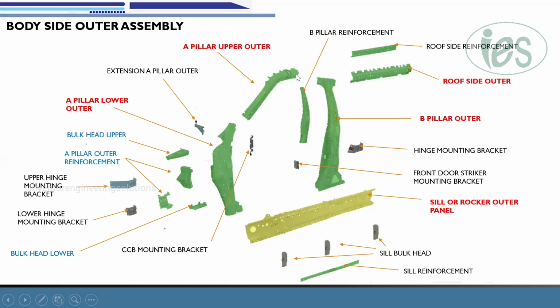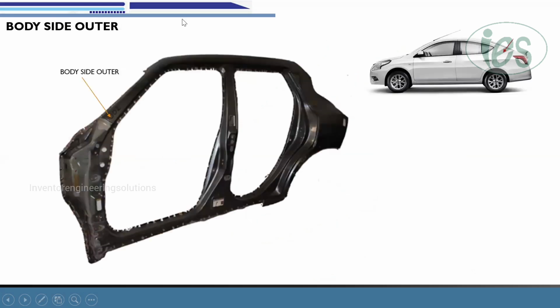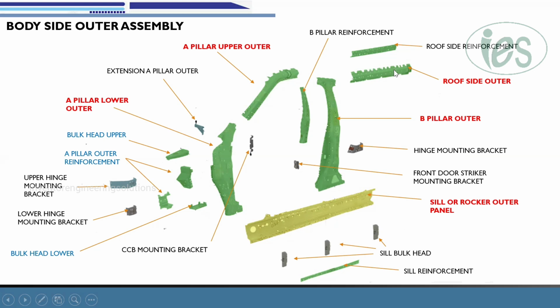This area which will come, this is called the roof side outer, and this one is the sill or rocker panel outer. These are the major 5 parts which will come in the body side outer. Inside this, many reinforcements and brackets will come.